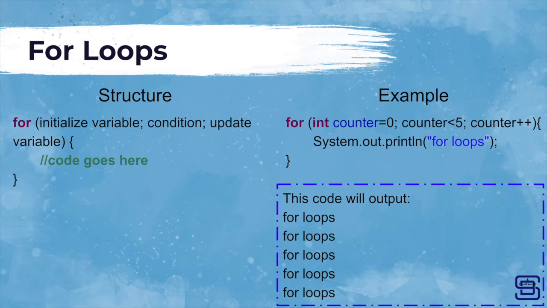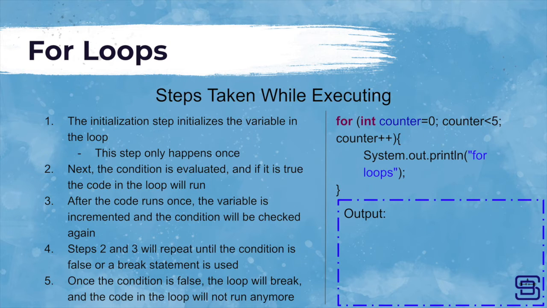This example code will output "for loops" five times. First, the initialization step occurs, and this happens only once, and that is int counter equals 0. Next, the condition is evaluated, and since 0 is less than 5, "for loops" will print. Then counter updates to 1, and since 1 is less than 5, "for loops" will print another time. Counter is then updated to 2, and the condition is checked again. Since 2 is less than 5, "for loops" will print another time.